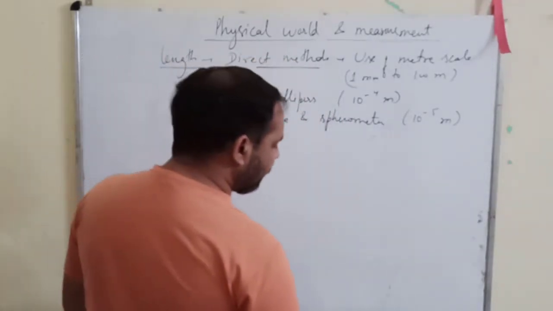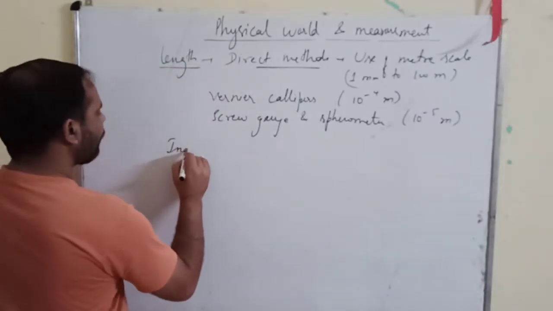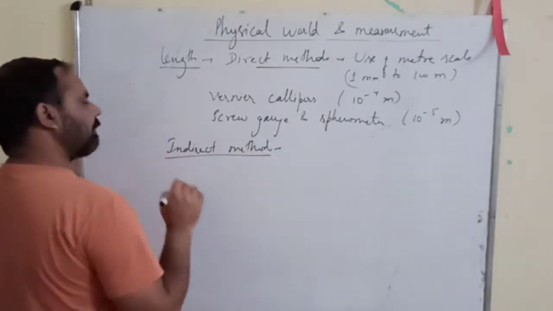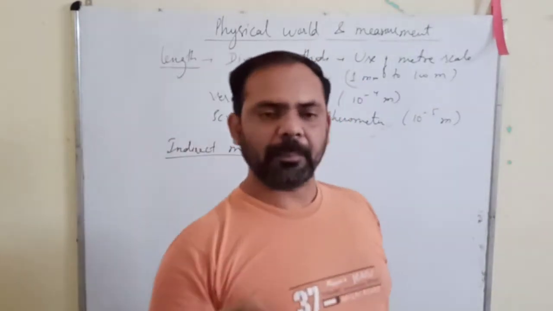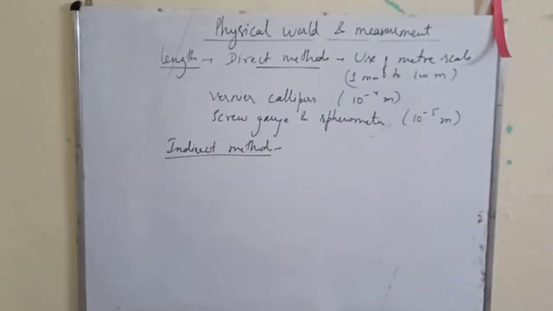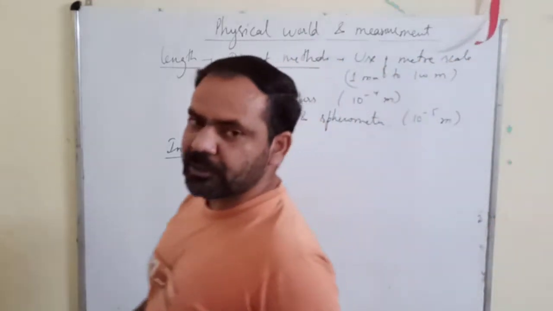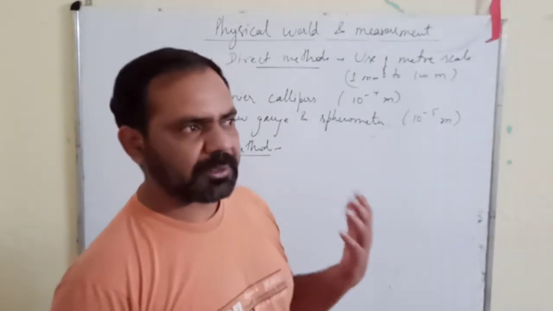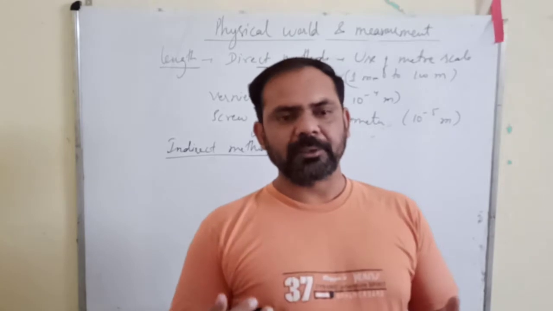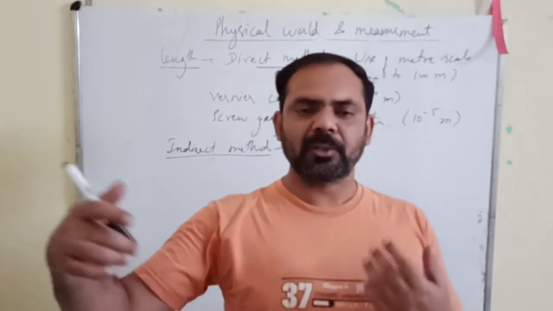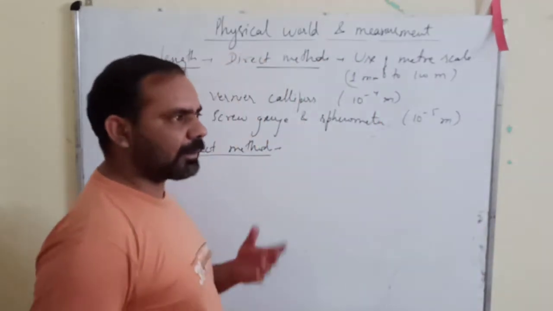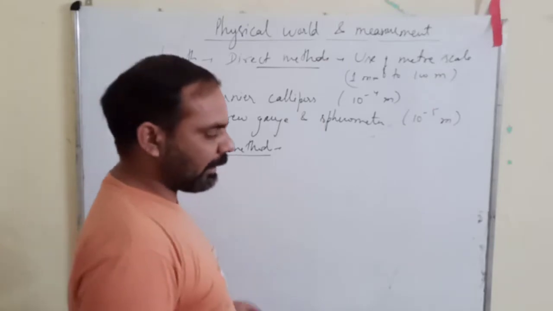Now we have some indirect methods also. Where will we use indirect methods? Where the application of the direct method is not possible. The conditions in which it is difficult to apply direct methods, we go for indirect methods. Suppose we want to find the distance of Mars from Earth, or the distance of the Moon from the Earth, or the distance of the Sun from the Earth. In such cases it is not possible to measure directly, so we go for indirect methods.